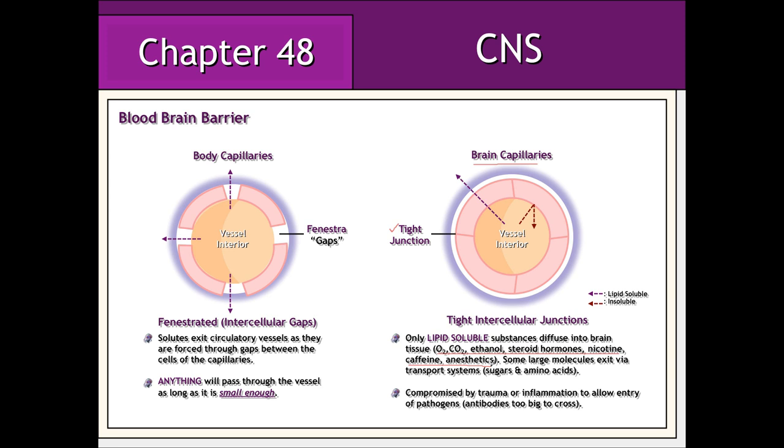These capillaries that are found in the brain make up what is known as the blood-brain barrier. This is a highly selective system that ensures that only certain prescribed substances can pass from the bloodstream and interact with the tissue of the brain.